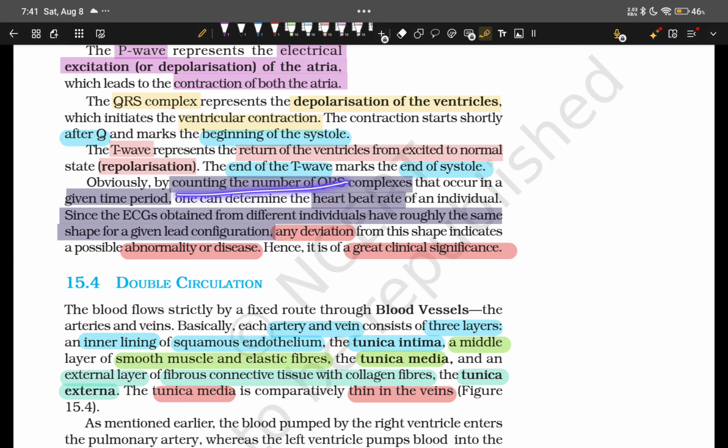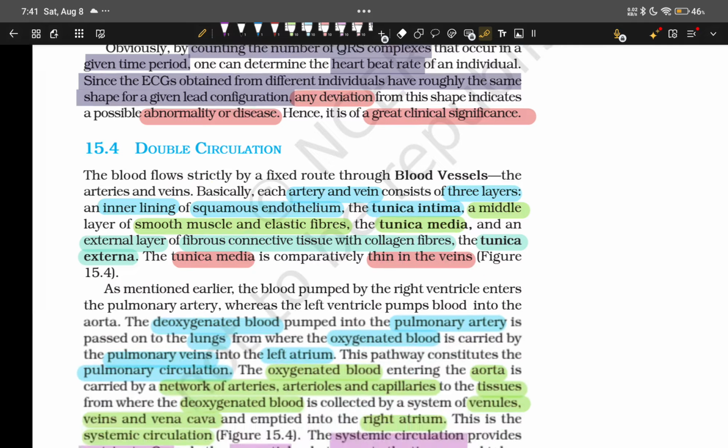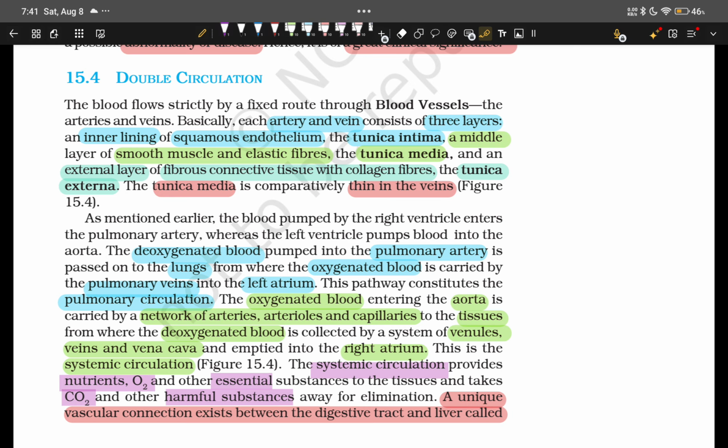Now, by counting the number of QRS complexes, which are very visible peaks in the whole graphical representation, we can calculate the heartbeat in a given time. ECGs obtained from different people roughly have the same shape, so if there is any deviation, we can say there is an abnormality or disease. One thing I would like to highlight is that for a given lead configuration, we would have the same individual ECGs.